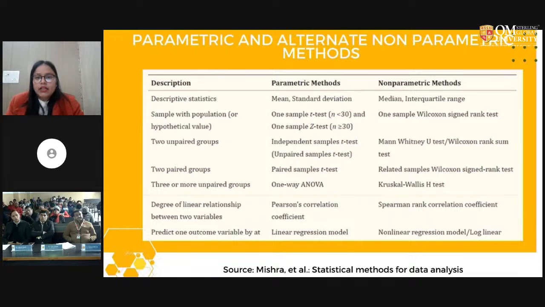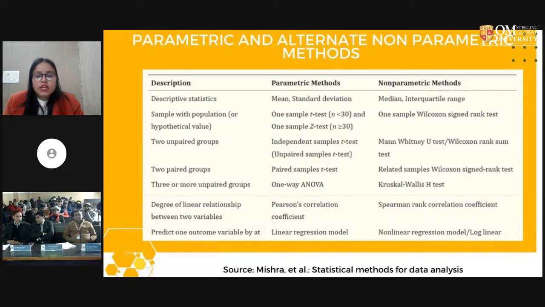Now, this particular slide describes what type of test you can apply, or you can decide whether your statistics is parametric or non-parametric. If you have descriptive statistics, the parametric methods available to us are the mean and standard deviation. In the case of non-parametric methods, we can use the median and interquartile range.